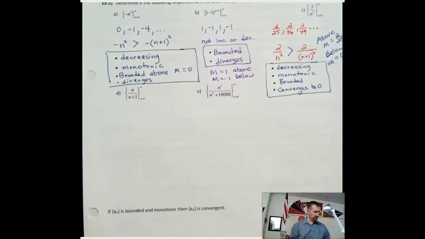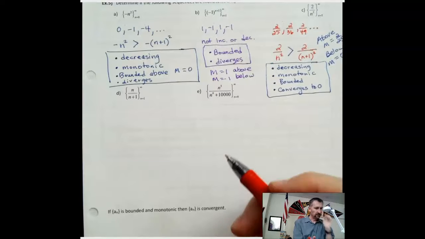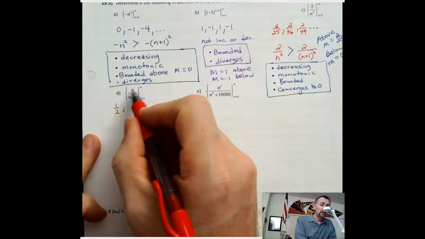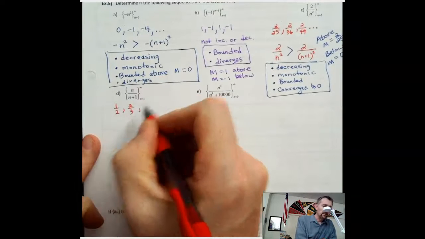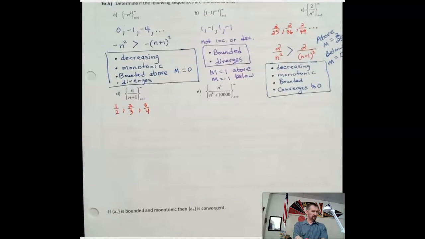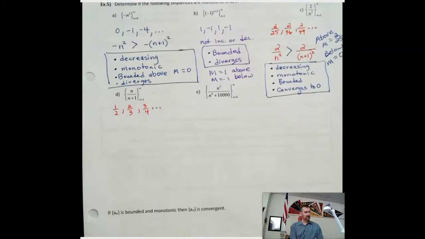All right. How do we want to look at this? Plug a 1 in there, that's going to be 1/2. We plug a 2 in there, that's going to be 2/3. We plug a 3 in there, that's going to be 3/4. Okay, so looks like that is increasing.